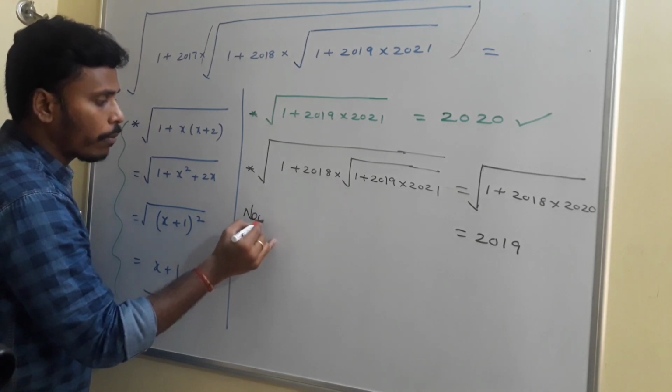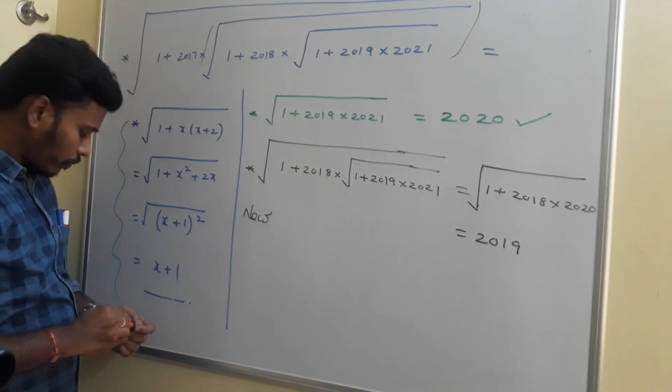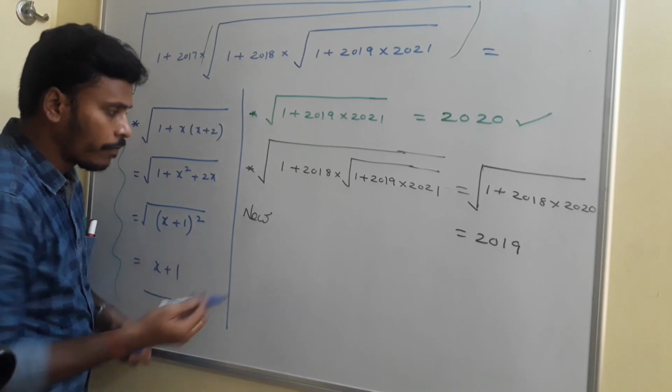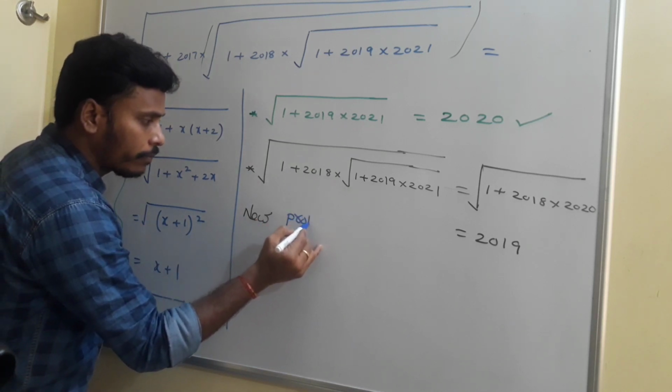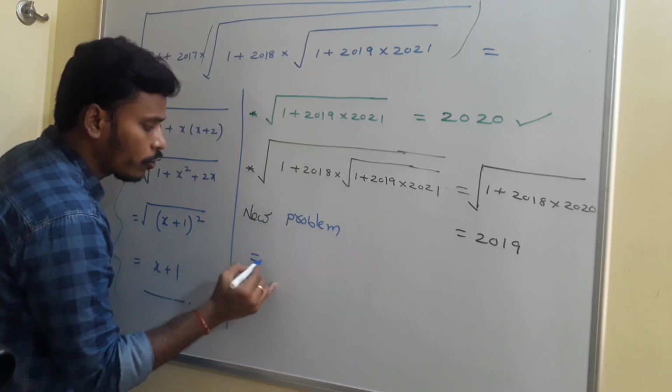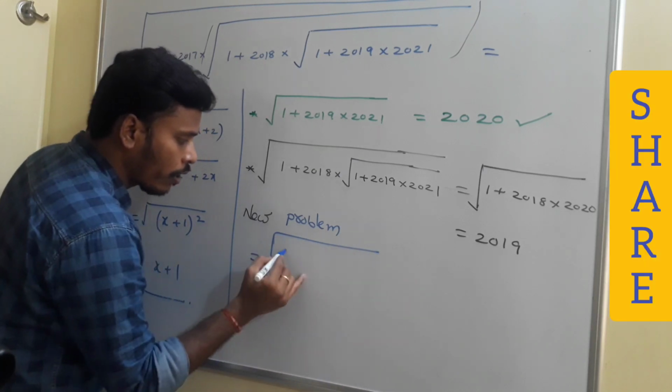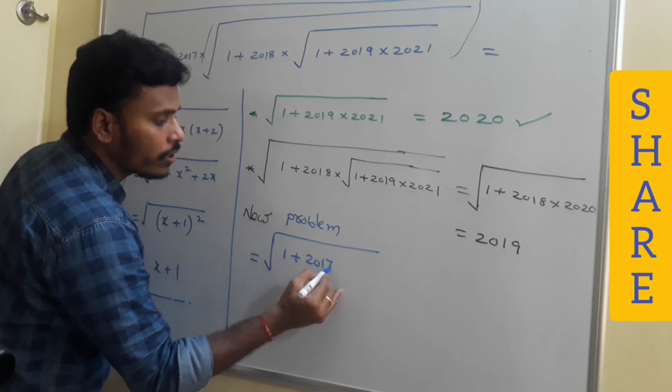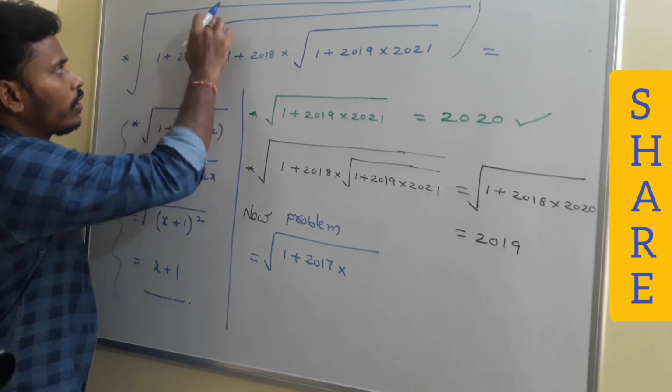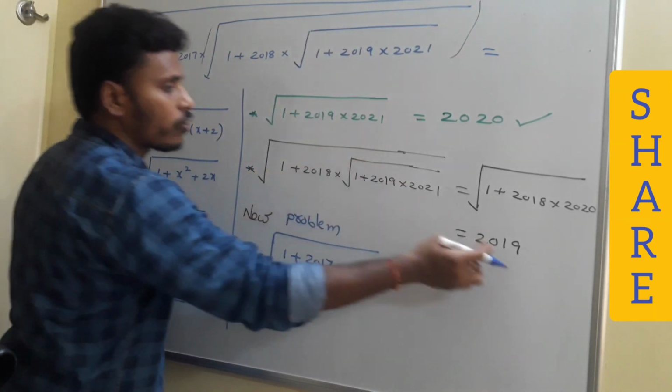Now, how does the problem remain? Now, the given problem equals square root of 1 plus 2017 into this total square root, which I found as 2019.